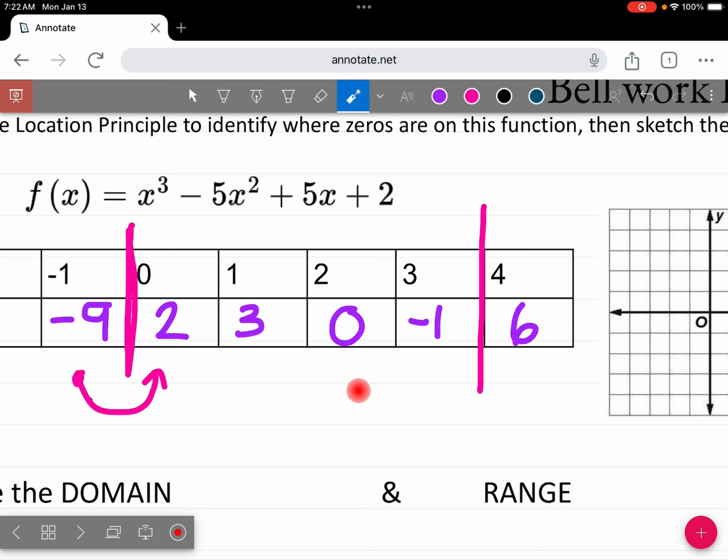What's going on with this other one? Why didn't I put a line between 2 and 3? Because where is the root that's here? Because remember, our roots are solutions, roots, x-intercepts, or zeros. It's right on 2. So this is a root. We don't know the exact value here. It's between these two. So when we have a 0, it still counts as a solution.